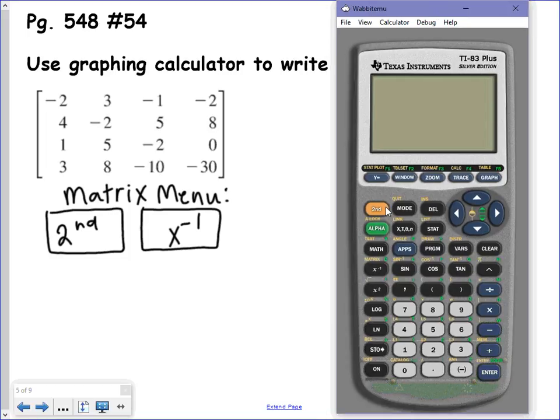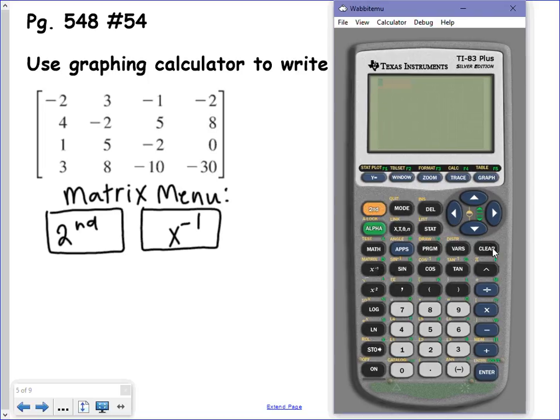Oh, I gotta turn on my calculator. I'm gonna spoil everything. Second, x to the negative. It's like a vertical calculator. Oh, yes. I know, I thought it was just like hers.